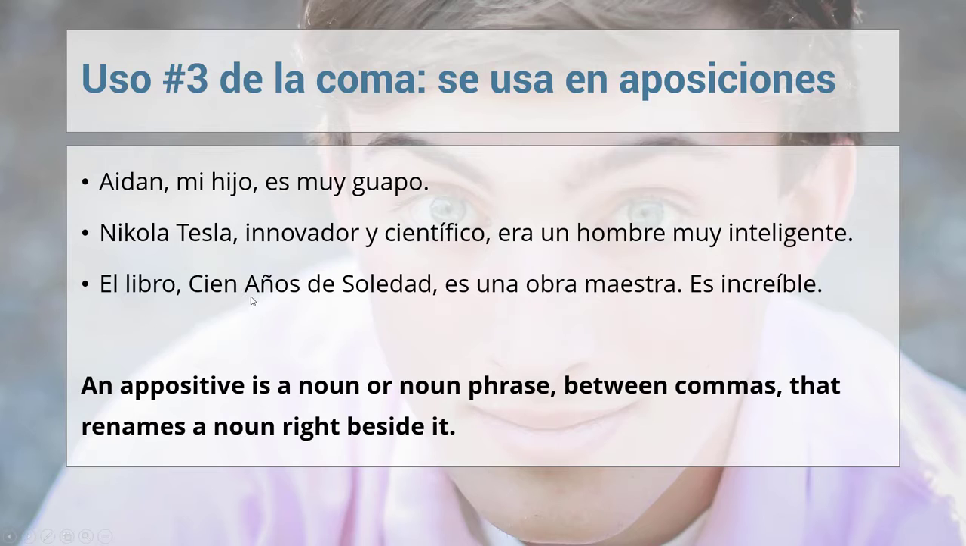So an appositive is a noun or noun phrase, like my son or innovator and scientist, between commas that renames the noun right beside it. Aiden, my son. Tesla, innovator and scientist. The book, 100 Years of Solitude, is a masterwork.